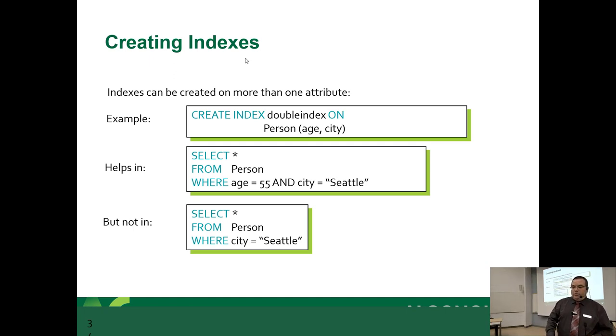So you can create indexes that work across multiple attributes or multiple fields. For example, if you consistently search for a person's age in certain cities, you could create an index that indexes a person's age in the city. What would happen with that index is it would help with the first query where you're actually specifying both elements. But if you're only specifying one of the elements, that index will not be used.